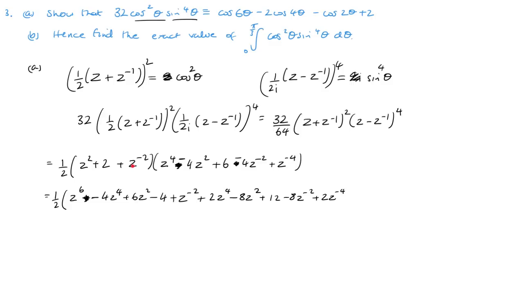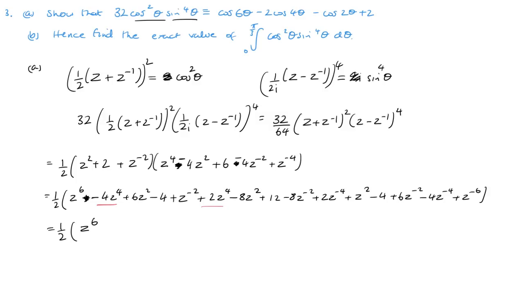And then I'm going to do z to the minus 2 times everything in the right hand bracket. So that is going to be plus z squared minus 4 plus 6z to the minus 2 minus 4z to the minus 4 plus z to the minus 6. Now let me simplify. So I've got z to the 6. Now in terms of z to the power 4, I've got the minus 4 here. I've got 2 here.